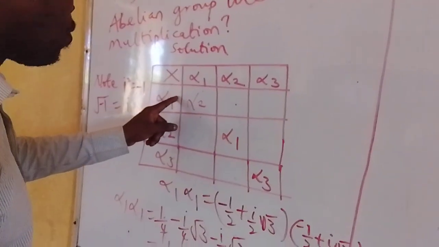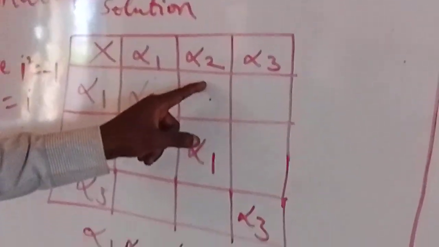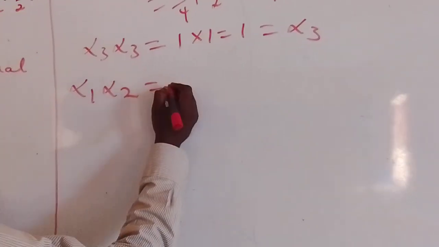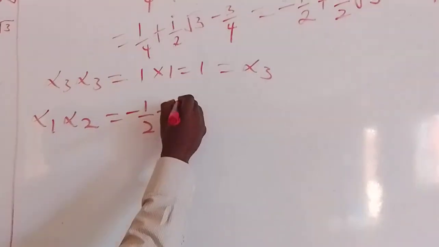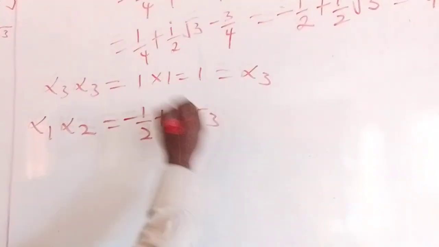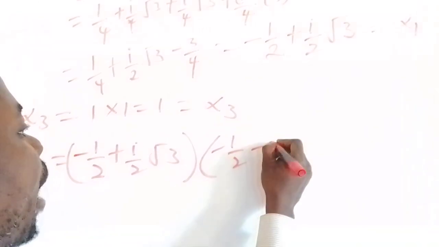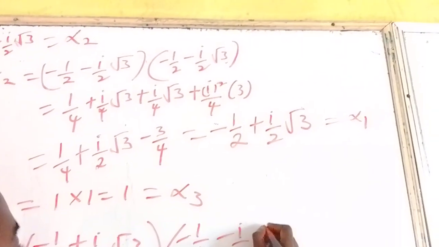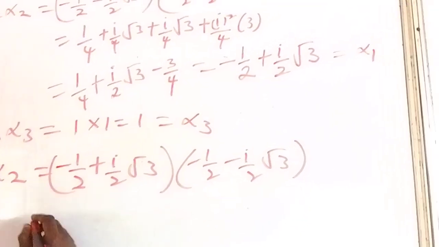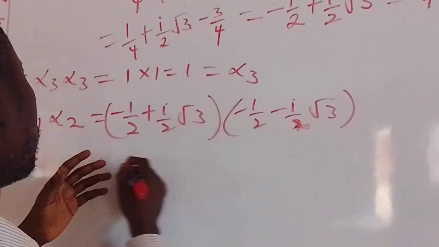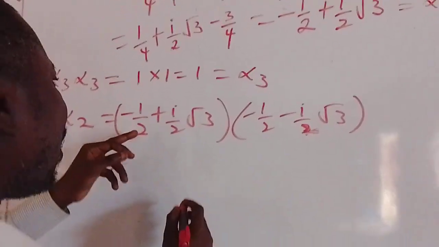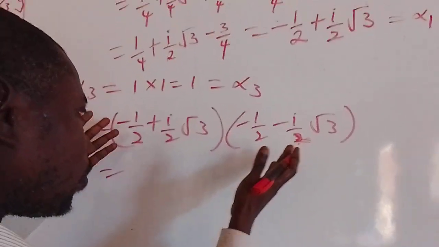So we are multiplying alpha 1 by alpha 2 now. Alpha 1, alpha 2 is equal to minus 1 over 2 plus i over 2 root 3, multiplied by alpha 2, which is minus half minus i over 2 root 3. So let's do the expansion. This is just like a conjugate expression.